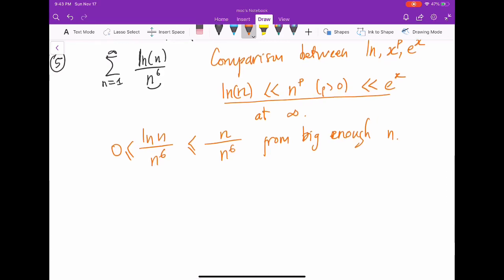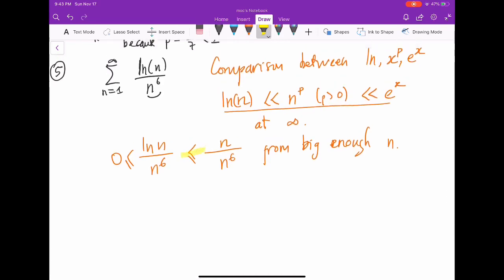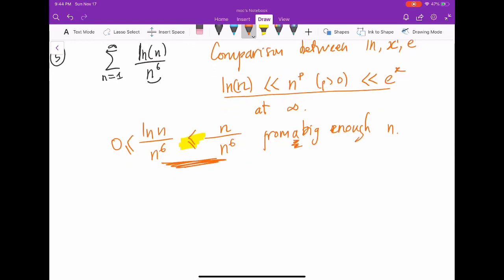So let me remind you about this. This inequality might not hold for all n, but if it holds from a big enough n, then we can cut the finite part. So we can use comparison for the infinite part of this series. Since we have this inequality, I would write: the sum from 1 to infinity of ln n over n to the 6th is less than or equal to the sum of n over n to the 6th, n from 1 to infinity.